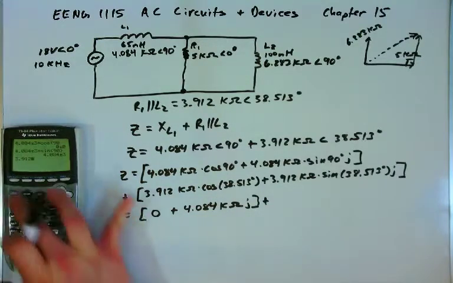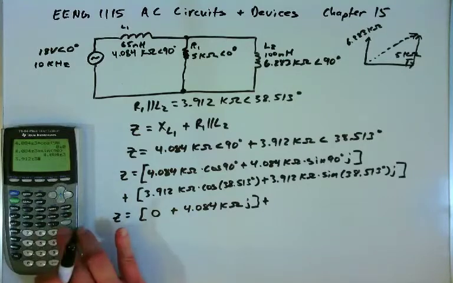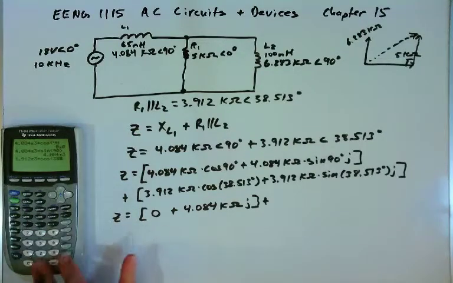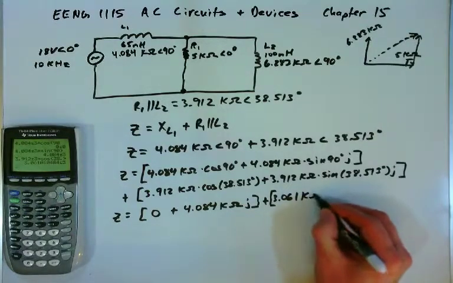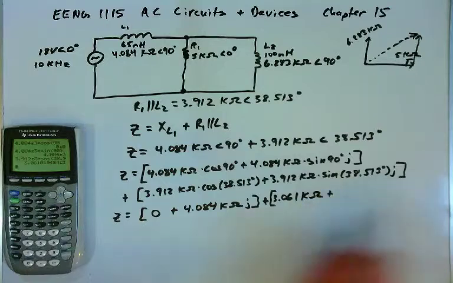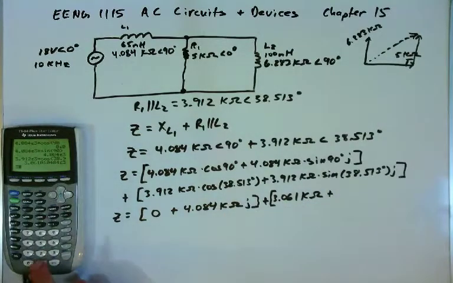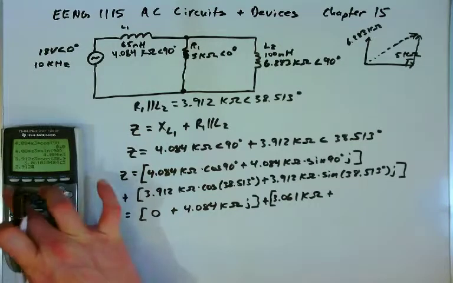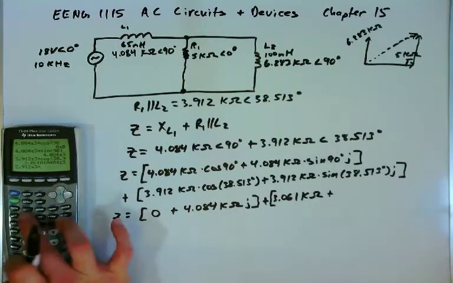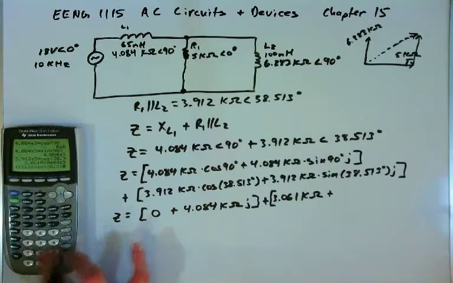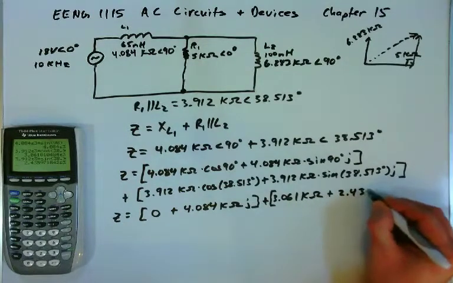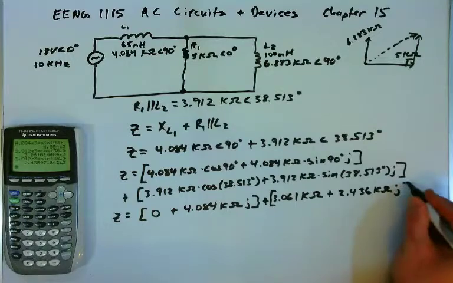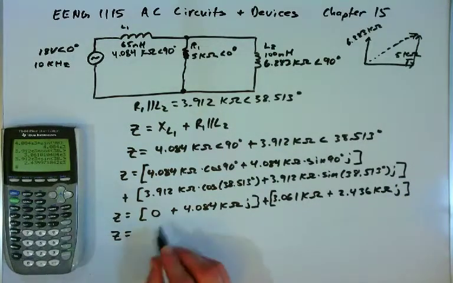We have 3.912 kilo times the cosine of 38.513 degrees, and we get 3.061 kiloohms, plus the y component now, 3.912 kilo times the sine of 38.513 degrees, and the y component will be 2.436 kiloohms, J. Now we can add the vectors.